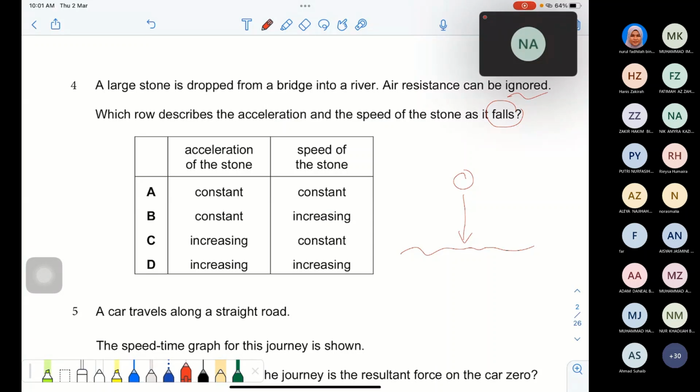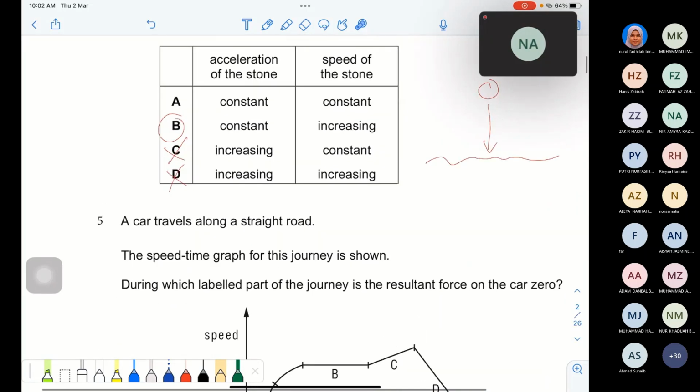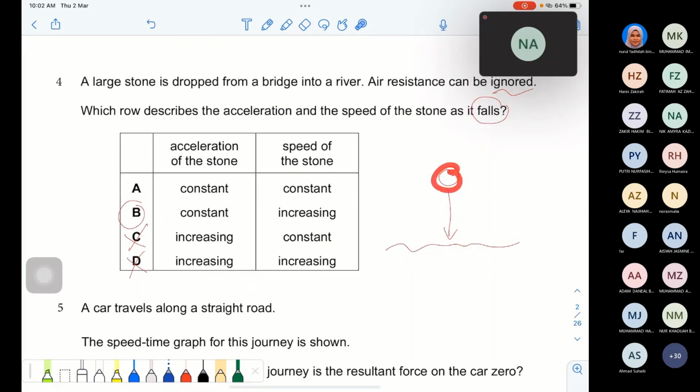Which row describes the acceleration? Now, what happened? Is acceleration constant? Constant. Okay. Confident. Speed increases. So acceleration constant means its speed is increasing. So which one is the answer? B. Why, how could you answer this? Because you have understood the concept. This is still actually about graphs, about acceleration, about velocity. Really about free fall. But for free fall, what we know is any object that is falling is accelerating. And in the previous topic, motion, object accelerating means speed increasing.